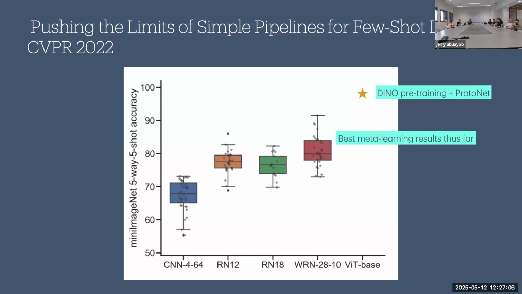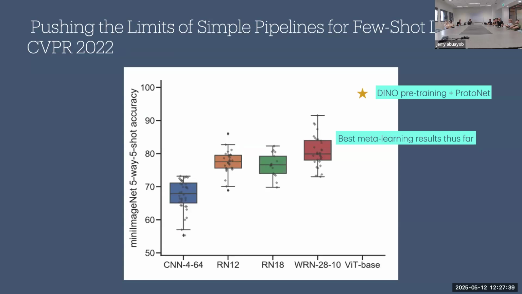So for example, in this figure, we can see the blue, orange, green, and red blocks. These are the previous meta-learning approaches using the CNNs and the ResNet backbones. And this is tested on the mini ImageNet dataset, which is a dataset extracted from the traditional ImageNet dataset, but for the few-shot learning setting. And this is tested on a 5-shot, 5-way setting as well.